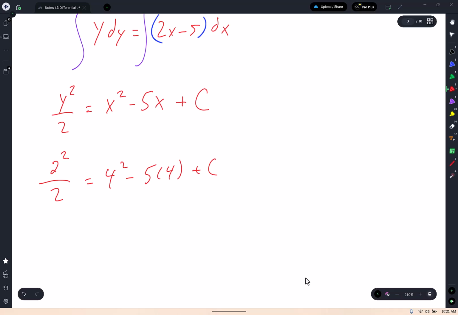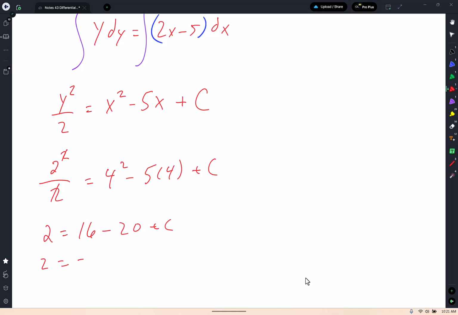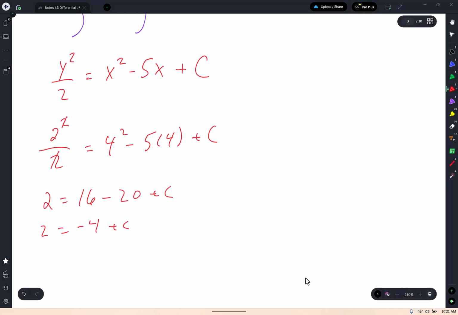All right. 2 squared is 4. 4 divided by 2 is 2. Or I guess you could just cancel, right? So 2 equals 4 squared is 16. 5 times 4 is 20. Haven't done anything crazy, guys. 16 minus 20 is negative 4. So when you move that to the other side, c is 6. Let me know if everything checks out. Plus 4 plus 4.